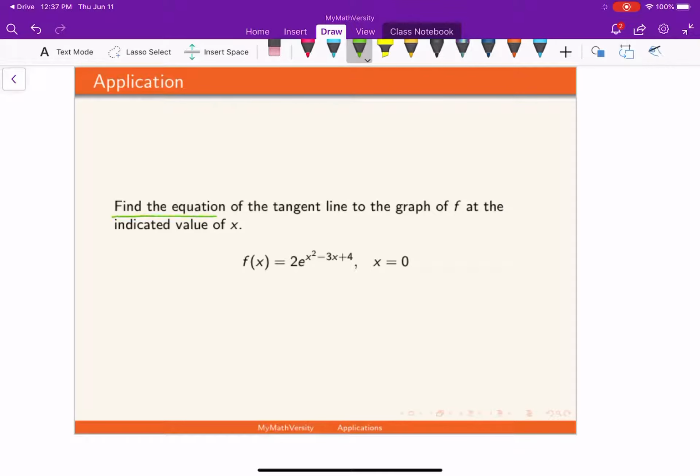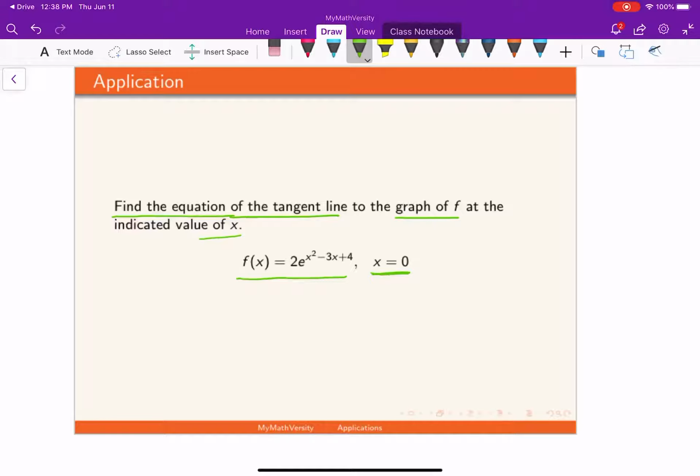Find the equation of the tangent line to the graph of f at the indicated value of x. We have given a function f of x is equal to 2 times e to the power x square minus 3x plus 4, and we need to find the equation of the tangent line to the graph of this function at x equal to 0. So we have given a function, we have given the x coordinate of the point of tangency, and our goal is to find the equation of the tangent line.